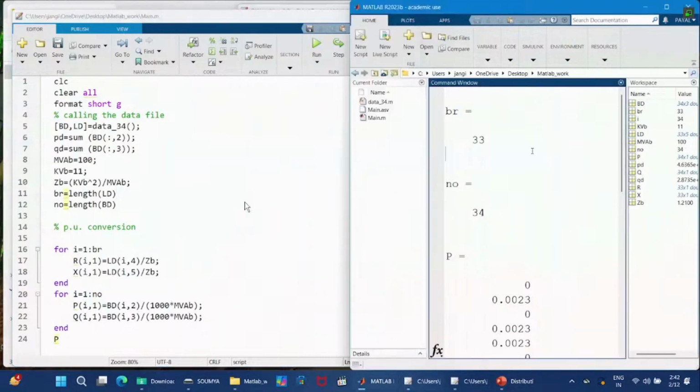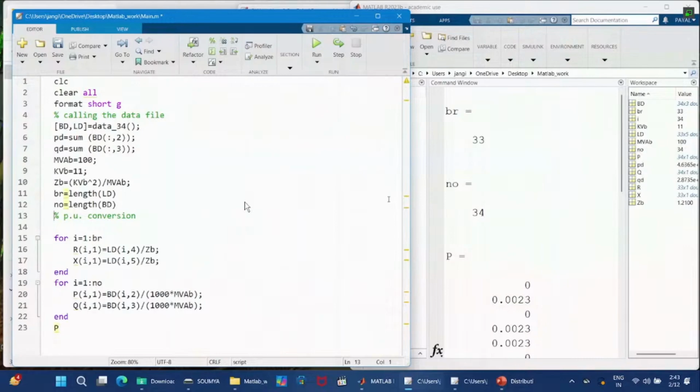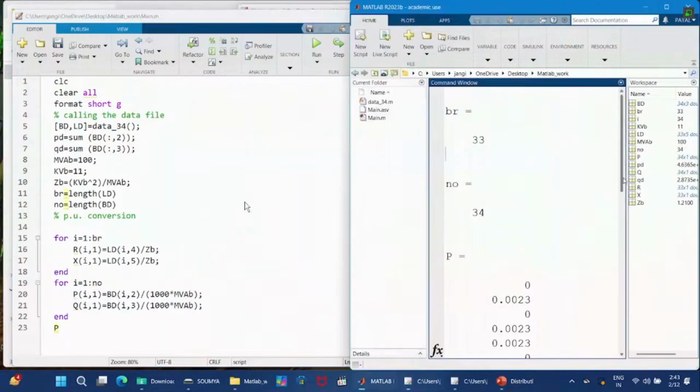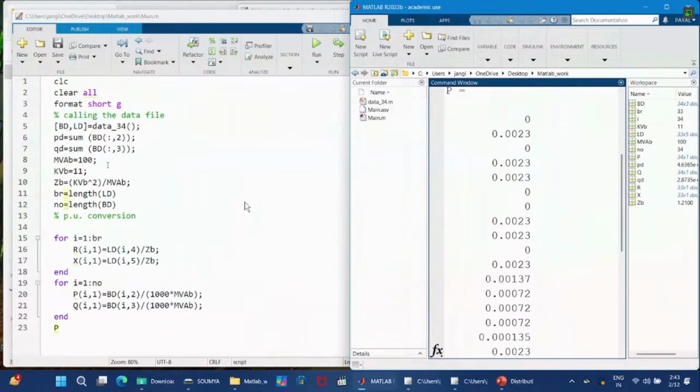Your branch is supposed to be 33 because the node is 34, so the branches in between will be 33 and the nodes 34. After obtaining this, we went for the per unit conversion. Whatever the earlier values of P and Q were, they have now been converted into per unit, considering 100 MVA base and 11 kV base.